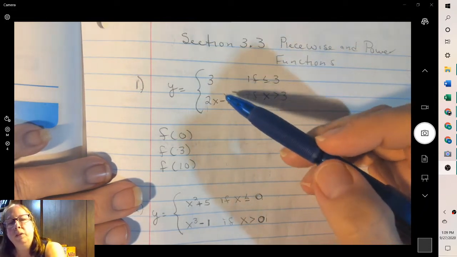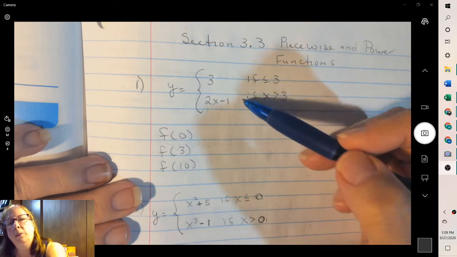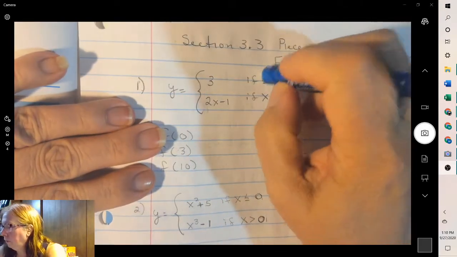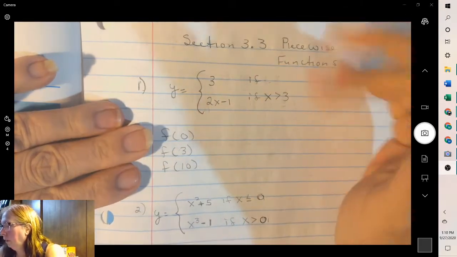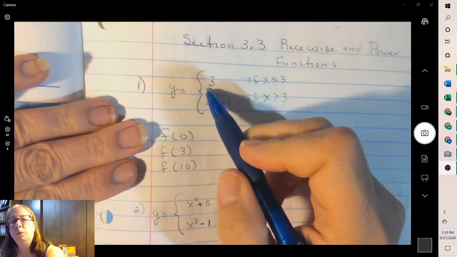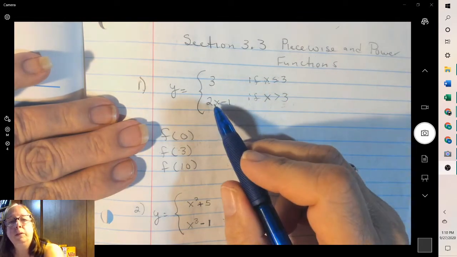A piecewise function is when it's broken into parts, and what you're doing is first deciding where x falls. So if x is less than or equal to 3, you use this function, just the value 3. And if it's greater than 3, we use this.